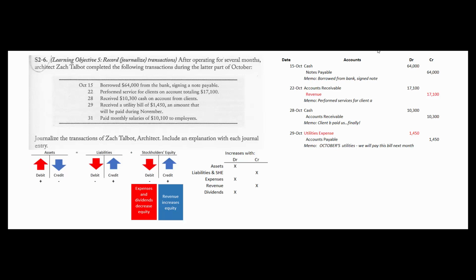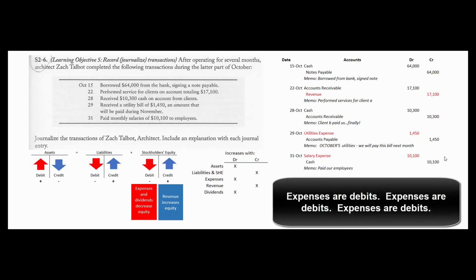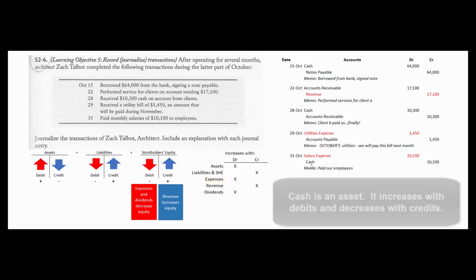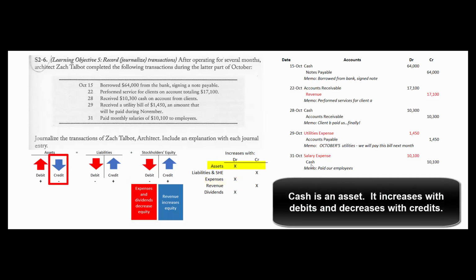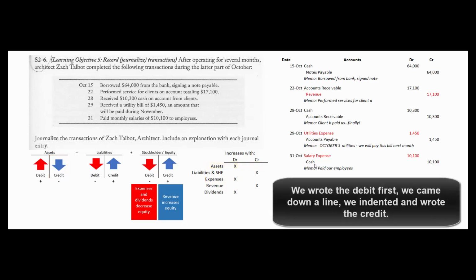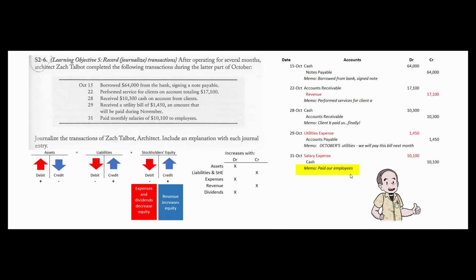I hope you got it. Expenses are debits, expenses are debits, expenses are debits. So we debit salary expense for $10,100. Cash is an asset. It increases with debits and decreases with credits, so we credit cash. We wrote the debit first, we came down the line, we indented, we wrote the credit, and we debited and credited specific accounts. If we felt the need to write a sentence or a phrase, we put it in the memo section. All right, I hope that helps.